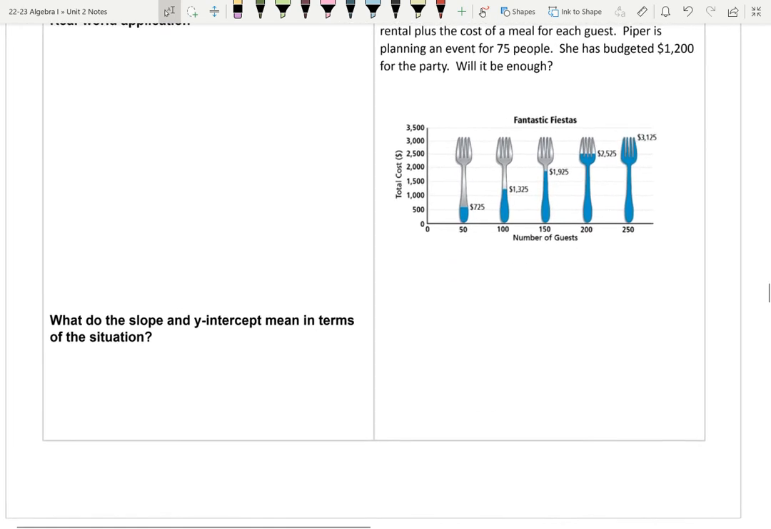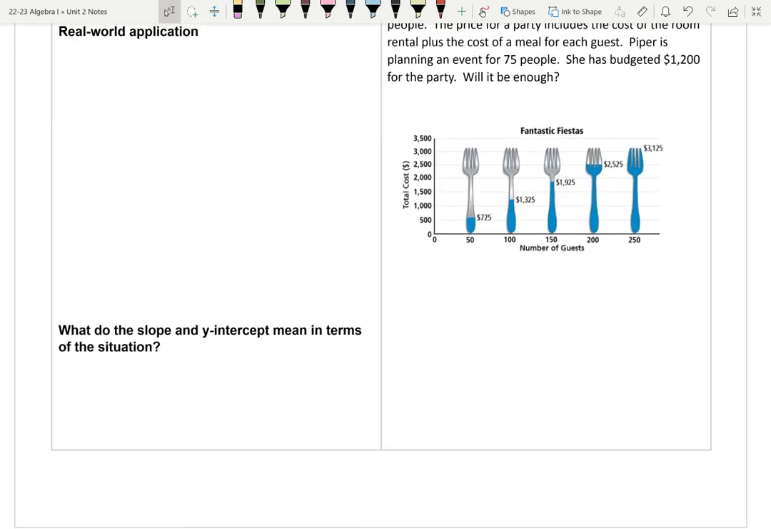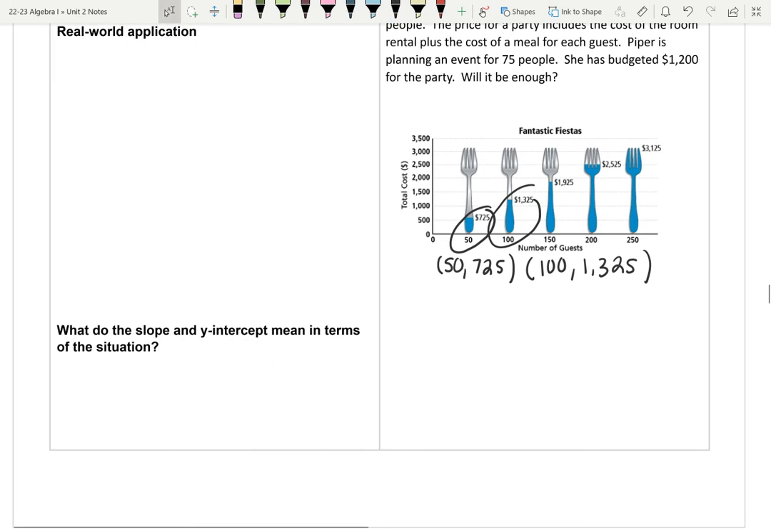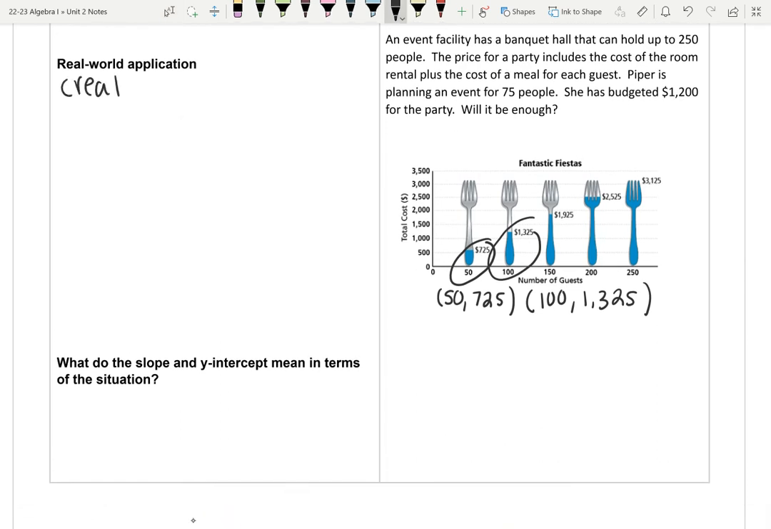So this graph is more of a picture graph than just points. But these things on our graph here are our points. So like this right here is the point 50, 725. This right here would be the point 100, 1,325, and so on. Each of those are our points. So to be able to know if we have enough, we're going to have to create a line in y equals mx plus b form.